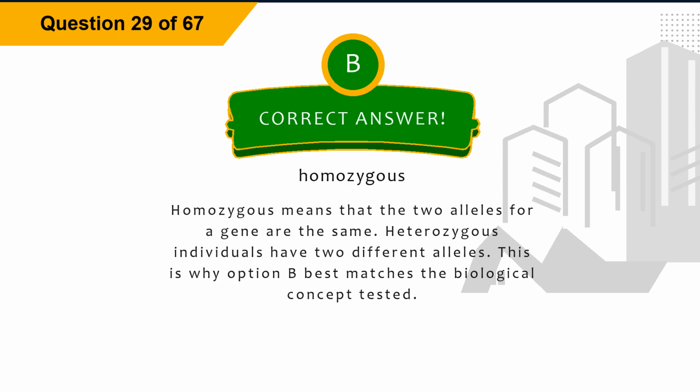Explanation. Homozygous means that the two alleles for a gene are the same. Heterozygous individuals have two different alleles. This is why option B best matches the biological concept tested.